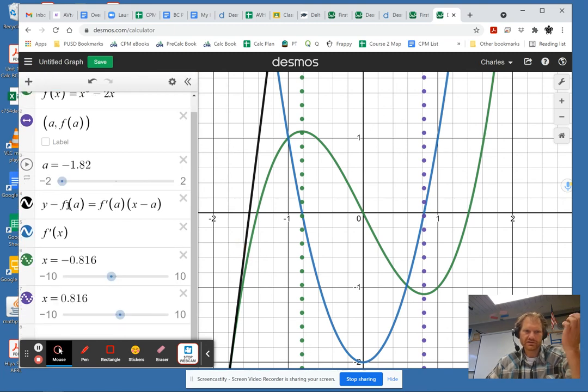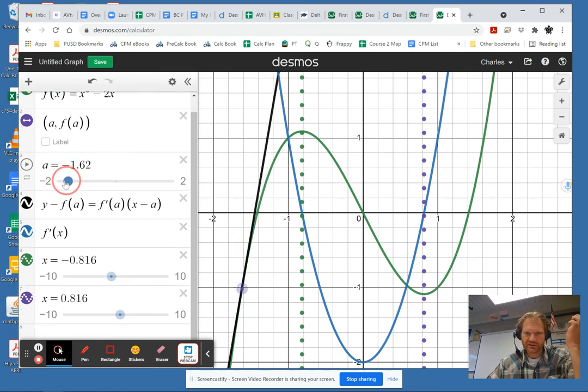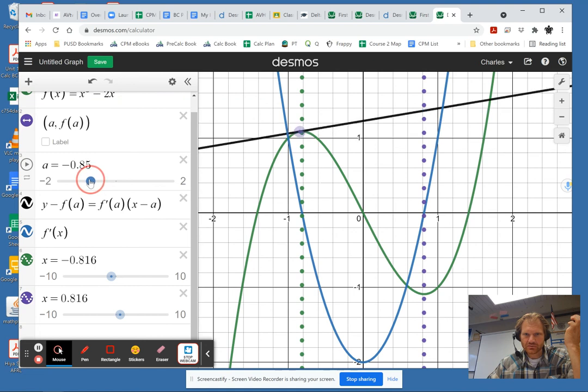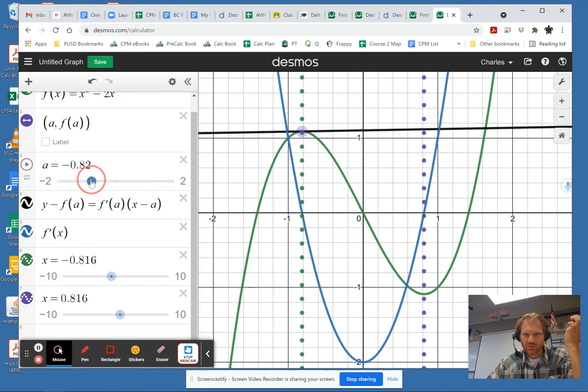Okay, there's a lot going on this graph now. But in this first region, we said the slope is positive, and what's happening with the derivative? Well, the derivative is above the x-axis. At some point, the slope becomes 0, and what's happening to the derivative? Well, that's where it has an x-intercept.